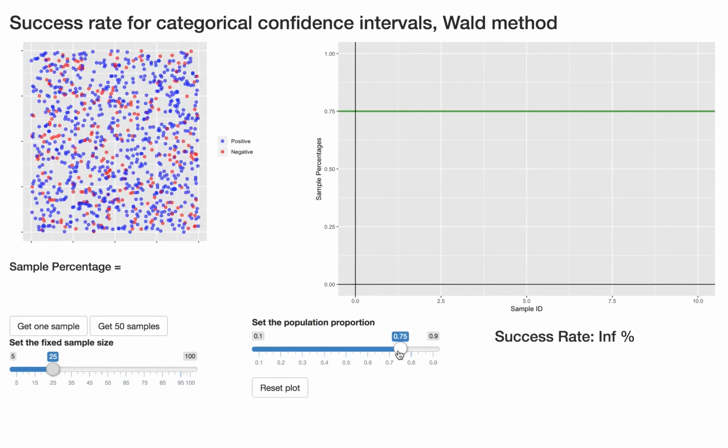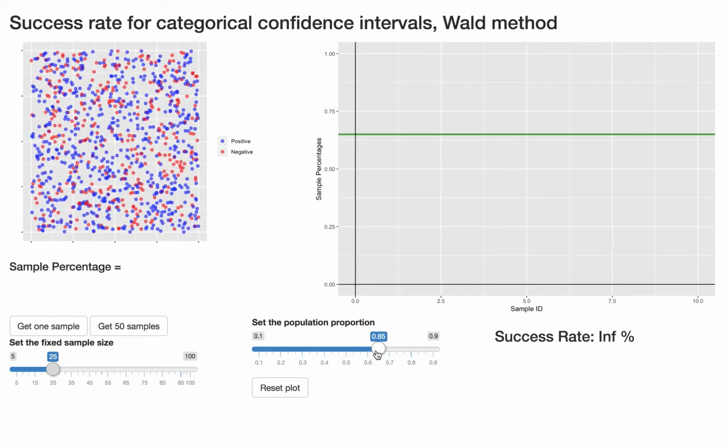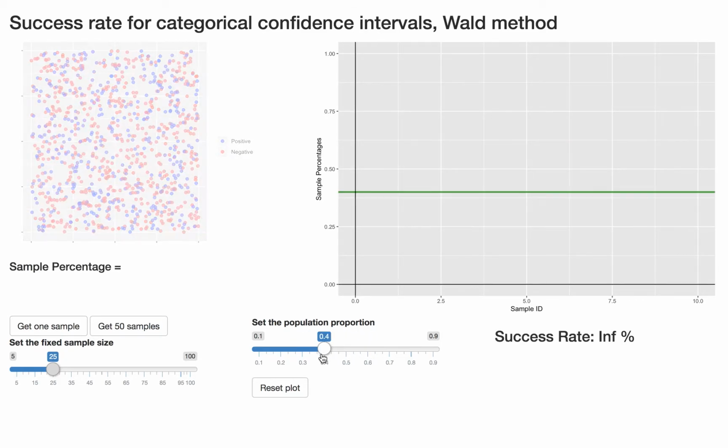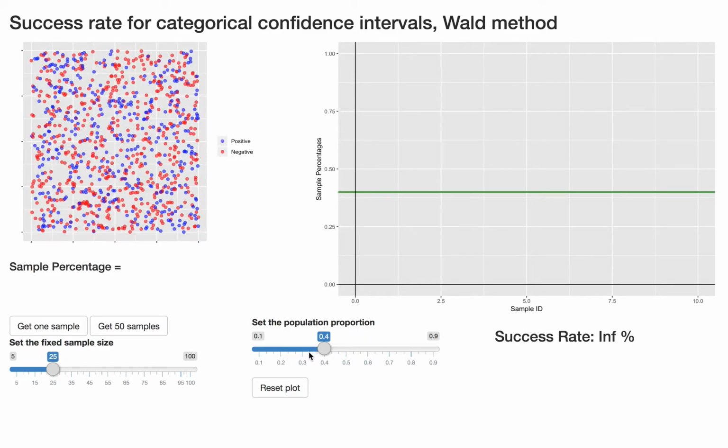We can change this if we want, so we can play around with this, which maybe we'll do in a future video. But for now, we're going to set the population proportion to be 0.4. So this means 40% of the dots in our population are labeled blue. We're going to fix a sample size, let's say 25. And basically what happens here is when I click the Get One Sample button, it's going to take a random sample of 25 of these dots from the population, and it will automatically compute the sample percentage that are blue.